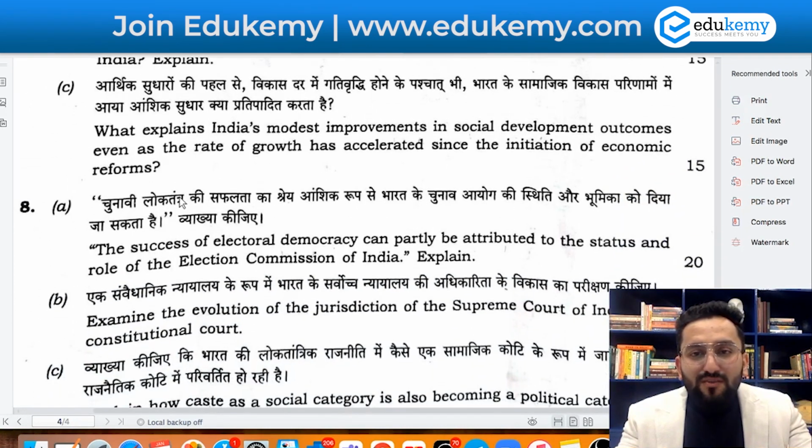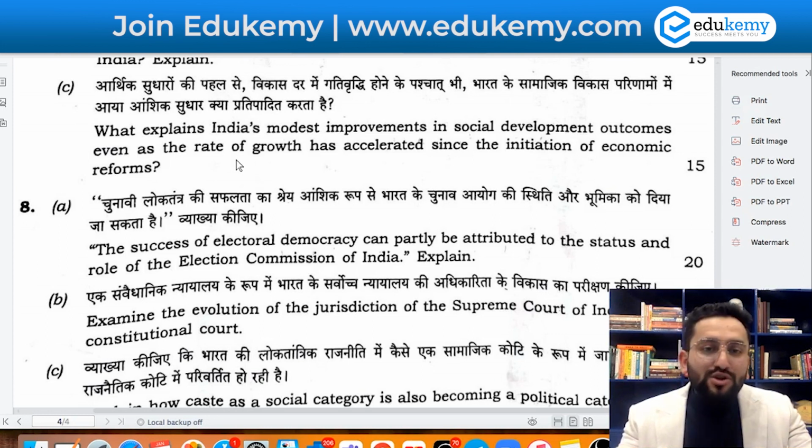What explains India's modest improvement in social development outcomes, even as the rate of growth has accelerated? So in planning and economic development, UPSC has clearly given you liberal reforms, meaning the reforms of 1991. Economic reforms happened, but even after that, social development outcomes have been modest. Do you think there are reasons, like it is said that F.W. Riggs says that Indian society is a prismatic society? There's a gap between the policy which is made and a greater vision, or a populist policy. How laws are misused, how it has actually led to an increase in inequality in India. You need to talk about those factors.